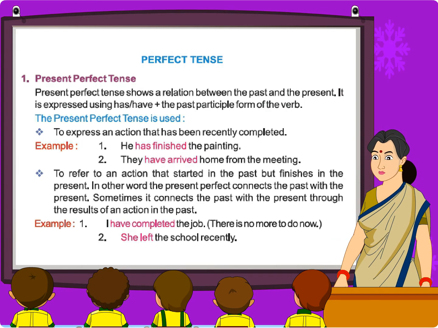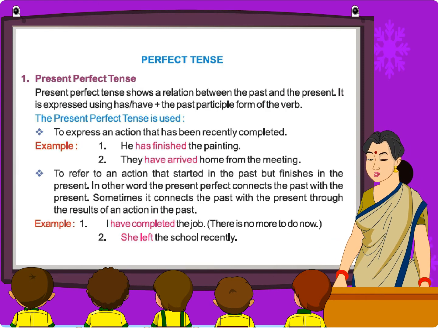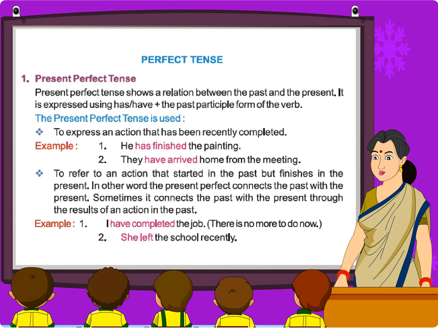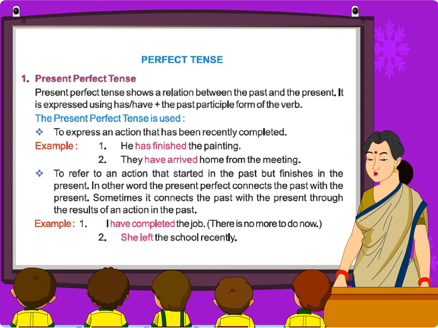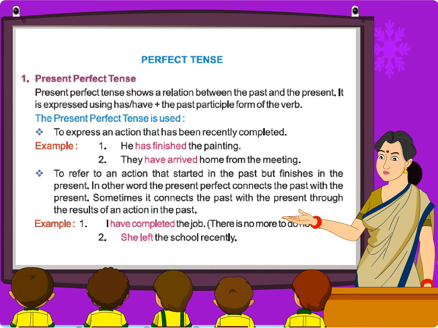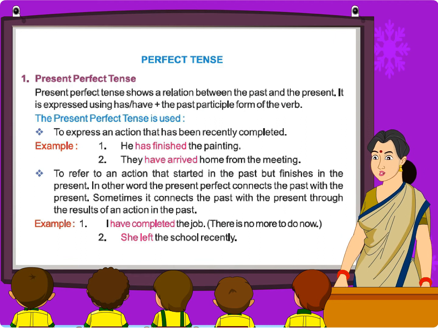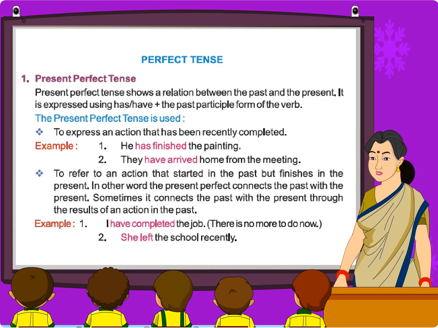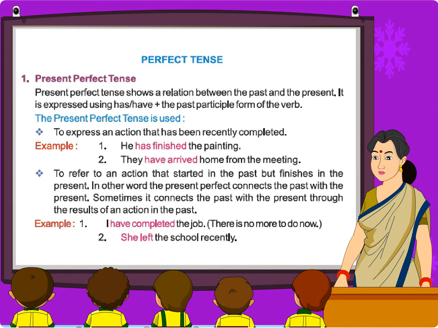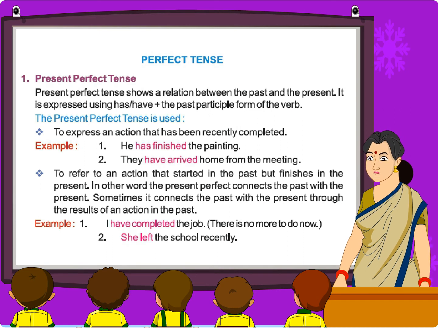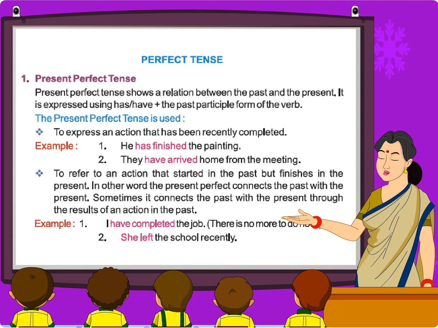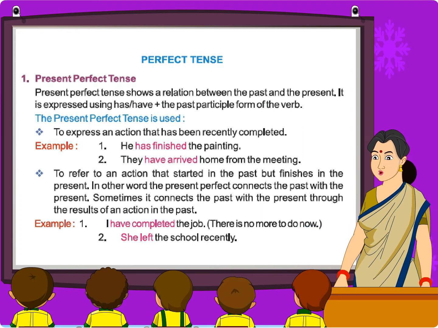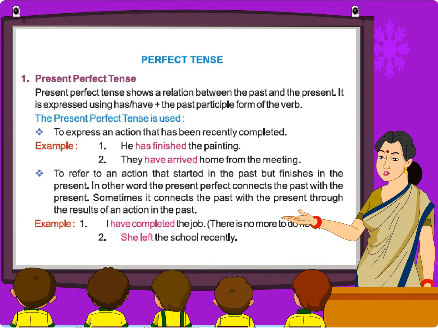Perfect tense. Present perfect tense. Present perfect tense shows a relation between the past and the present. It is expressed using has, have plus the past participle form of the verb. The present perfect tense is used to express an action that has been recently completed. Example, he has finished the painting. They have arrived home from the meeting.